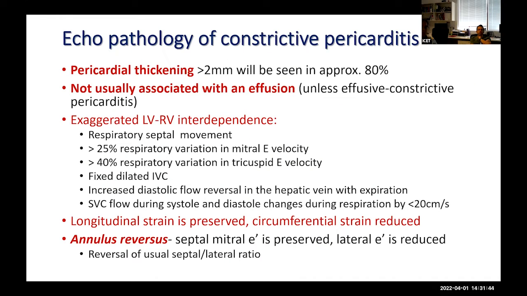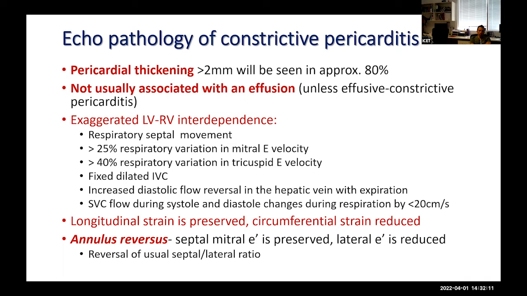So when we think about constrictive pericarditis, you will often see pericardial thickening, but there will be 20% of people who don't have pericardial thickening. It isn't usually associated with an effusion unless you've got a mixture of effusion and constrictive pericarditis, but you will see the same exaggerated ventricular interdependence.